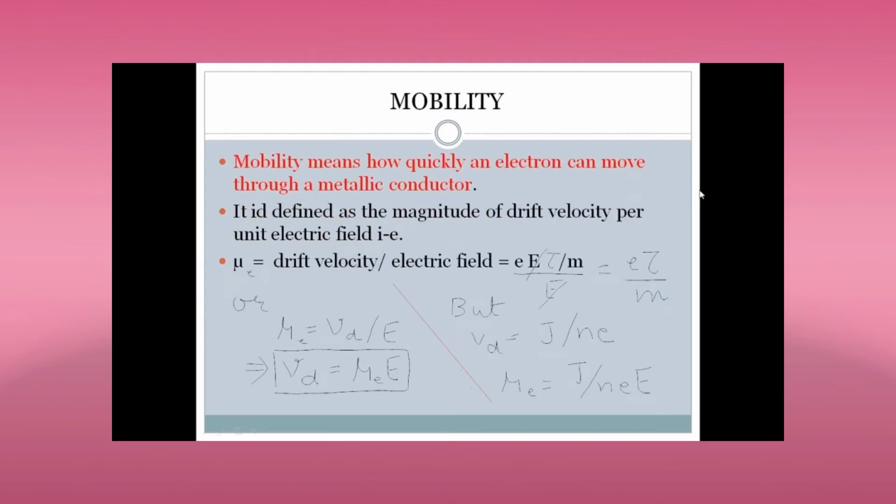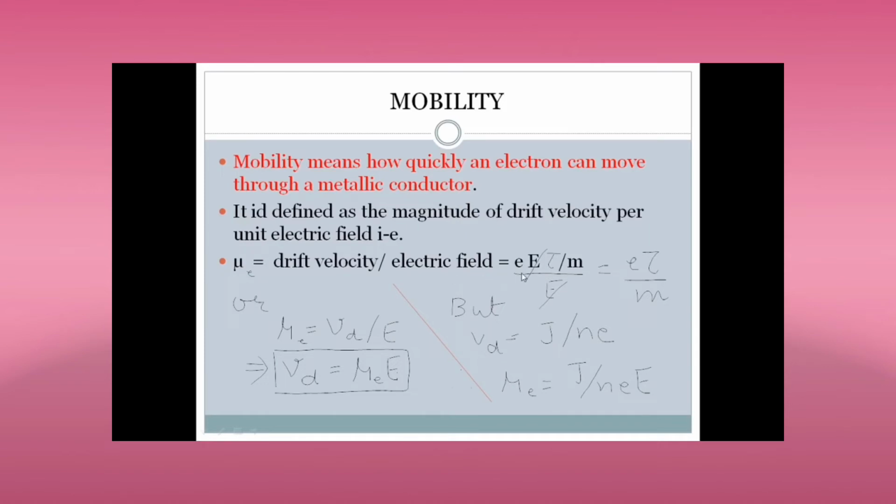Next, mobility. Mobility means how quickly an electron can move through a metallic conductor when subjected to an electric field. It is defined as the magnitude of drift velocity per unit electric field. It is denoted by the symbol mu. Mu e means mobility of electrons, given by the formula drift velocity upon electric field.